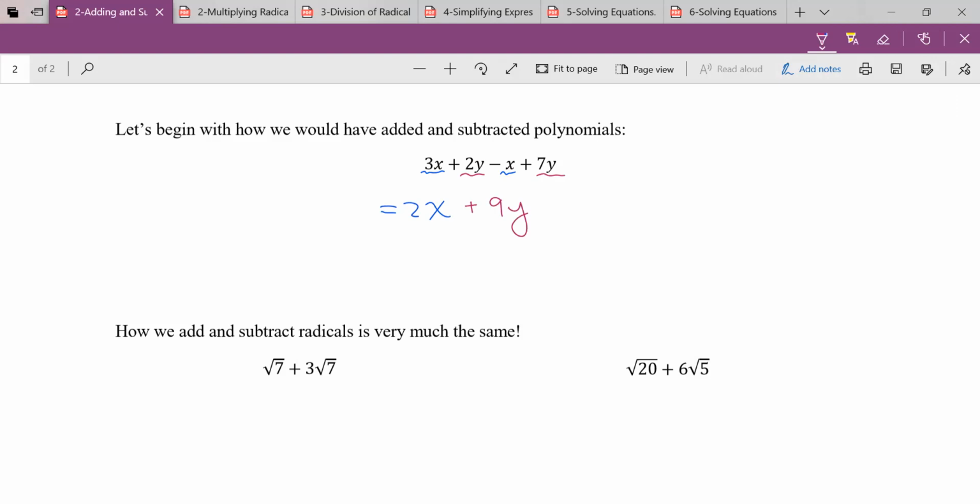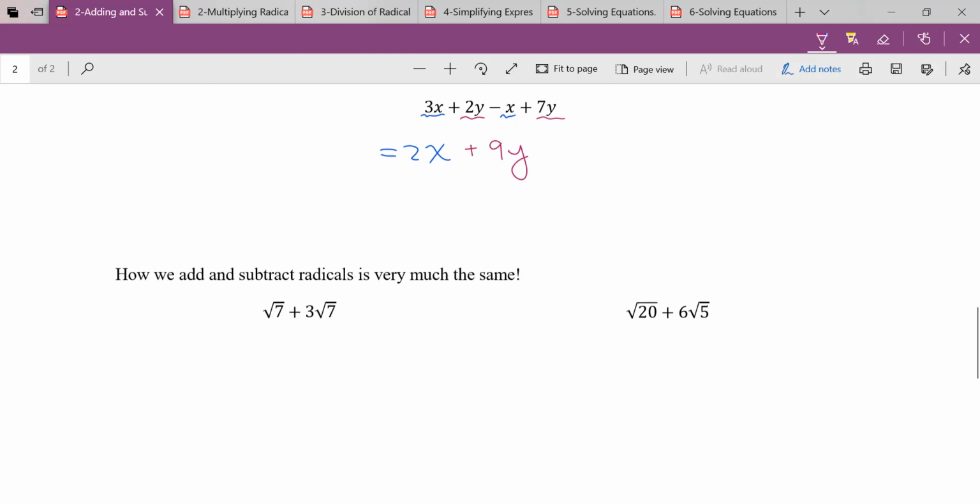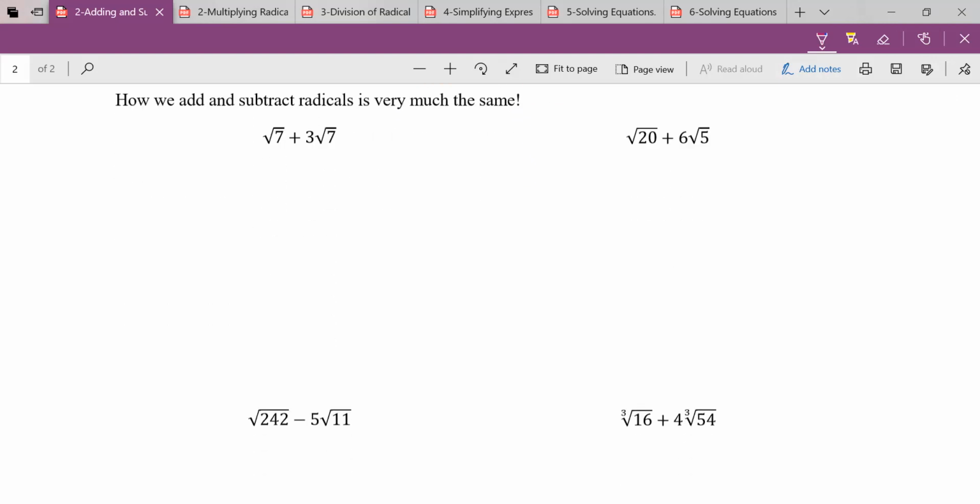Guess what we're going to do here with radicals? The exact same ideas. On the first one here, root 7 plus 3 root 7. I'm saying, okay, I've got 1 of the first one and 3 of the second one, so I have 4 root 7s. That was easy. On the second one over here, though, notice now I've got root 20 plus 6 root 5.